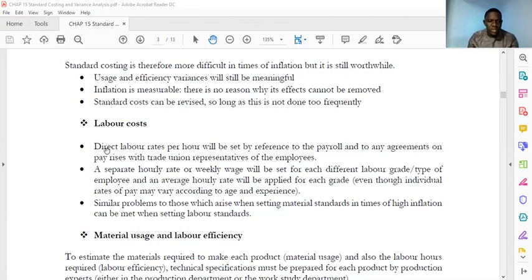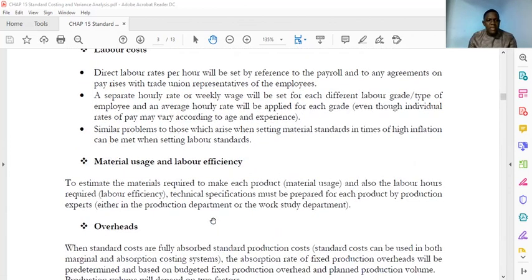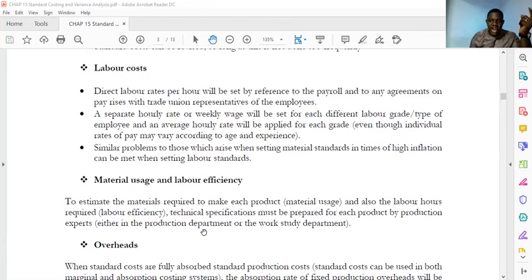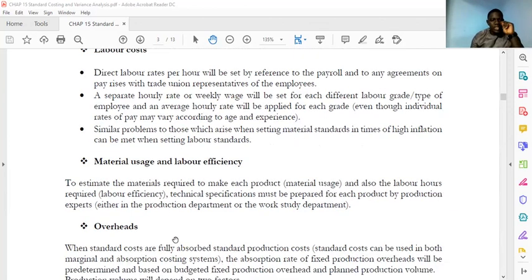Okay, good. Now let's look at material usage and labor efficiency. In the first case, we're looking at material costs, so material price. Then we've also looked at labor rate. To get material cost, we know that it's the quantity of material times unit price. For labor, we'll be looking at the rate of pay and the number of hours that the labor works in a day. Okay, great. So now let's look at material usage and labor efficiency.